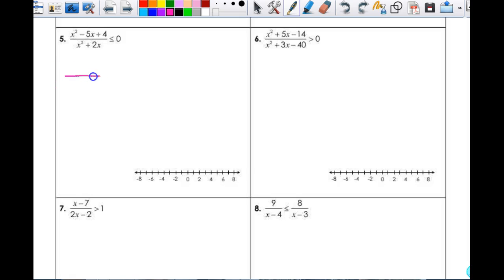So on number 5, I've got to factor this. When I factor the numerator, this is going to be x, and what do I end up with? x minus 4 and x minus 1, or the 1 can come first, whatever. Then when I factor the denominator, okay. Are we good with that?